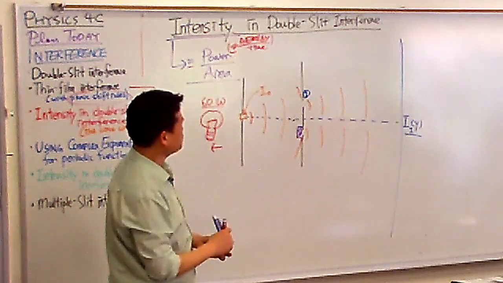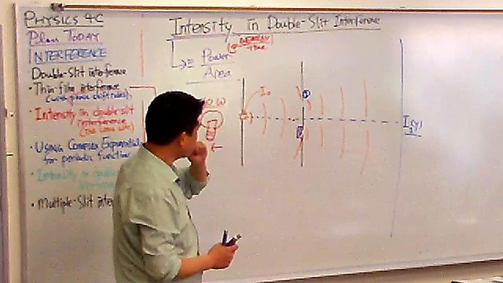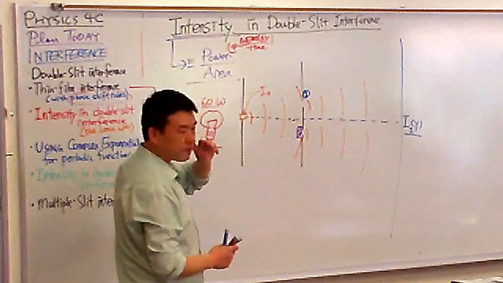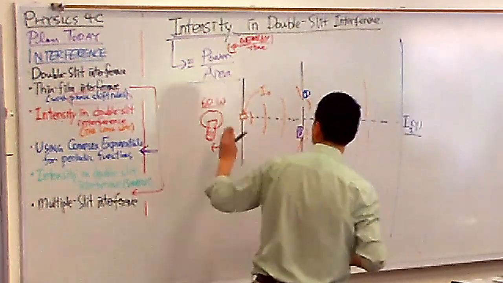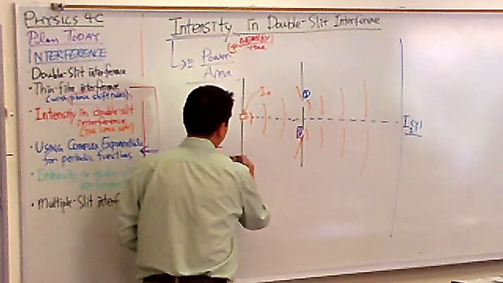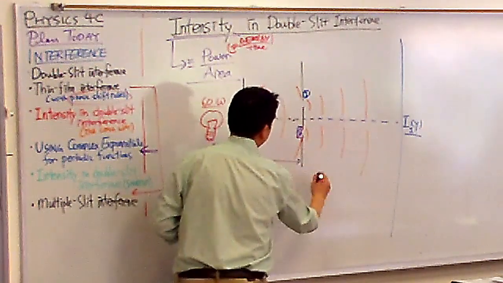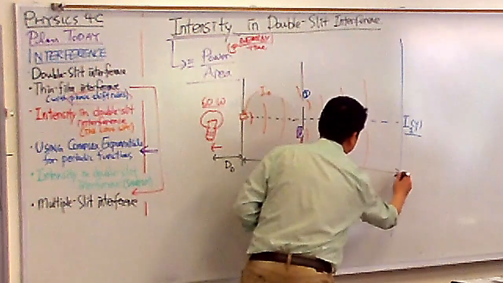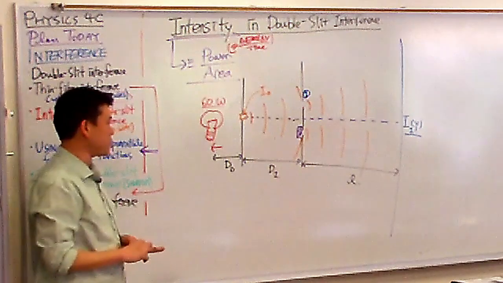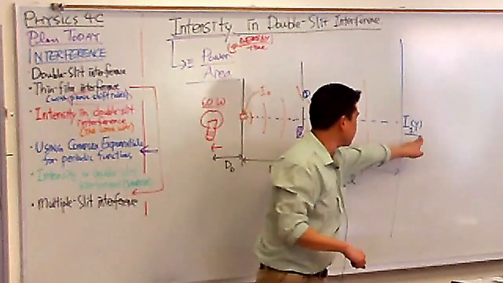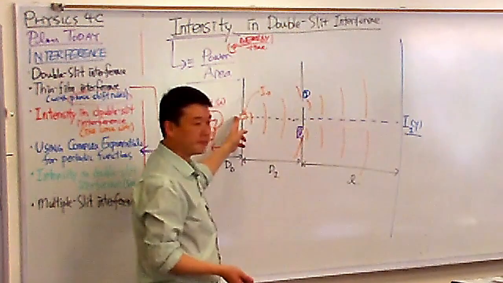If you're just given this information, let me give you a little more. Let's say you know the light source, you know the distance 0, you know the distance 1, and you know the final screen distance. Do you feel like you have a complete set of information to determine the intensity here as a fraction of the intensity here?